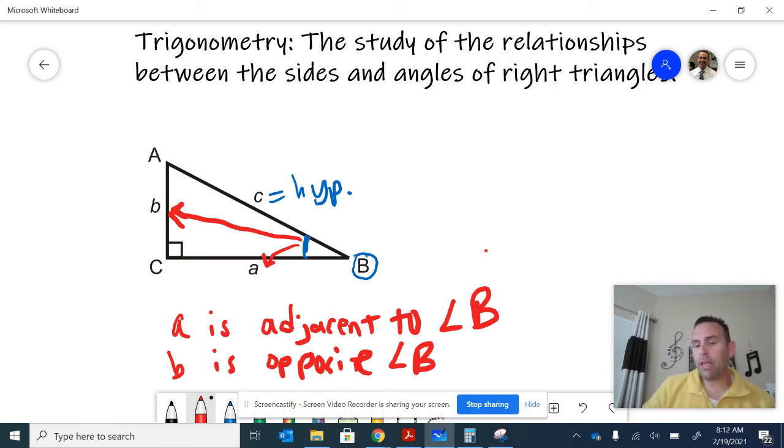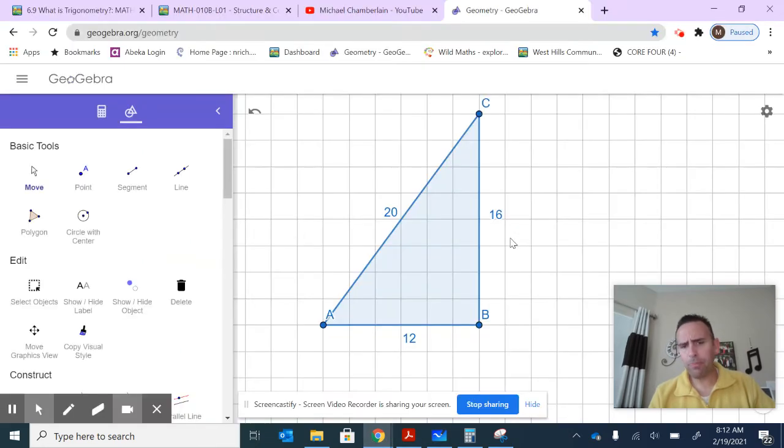You could say the same thing in relationship to angle A. If you look at angle A instead of angle B, angle A's opposite side is lowercase a and adjacent side is lowercase b. We don't talk about angle C at all because it's just the right angle and it's always opposite the hypotenuse. Let's look at some specific examples of what I mean by proportionality with the GeoGebra drawing.